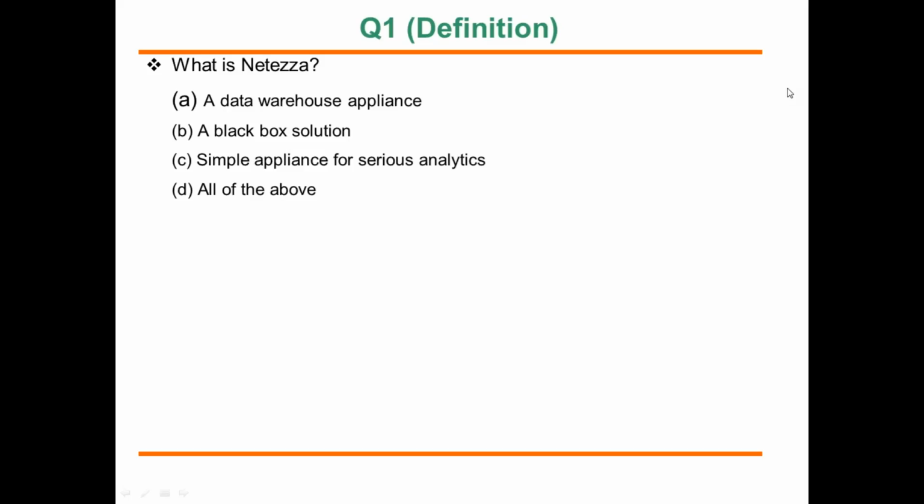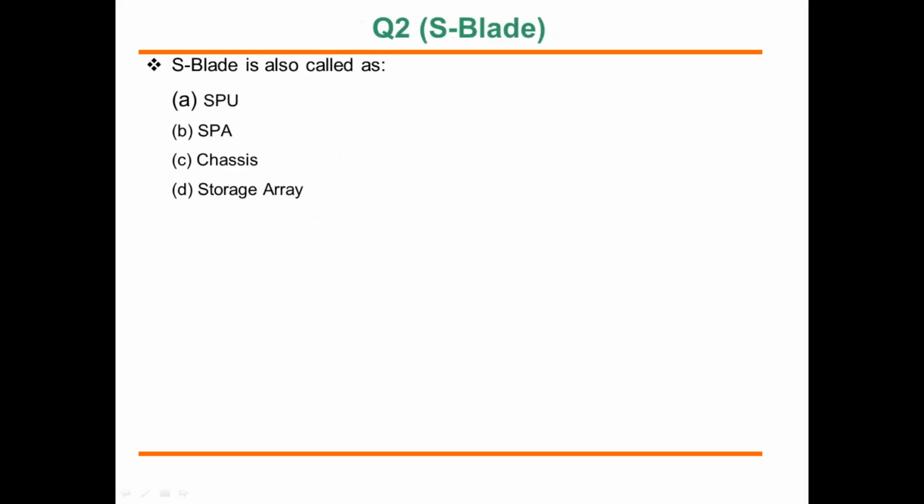This is all of the above, right? That is true. It's an appliance and it's a black box solution. It's an appliance for analytics. SPA, split, is also called SPA. SPU stands for Snippet Processing Unit. SPA is Snippet Processing Array.